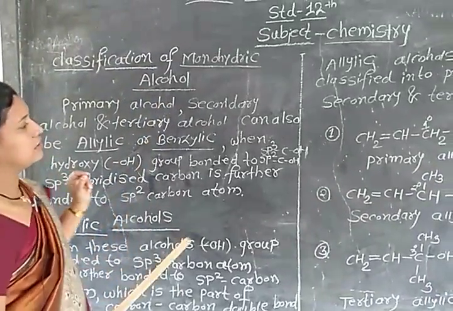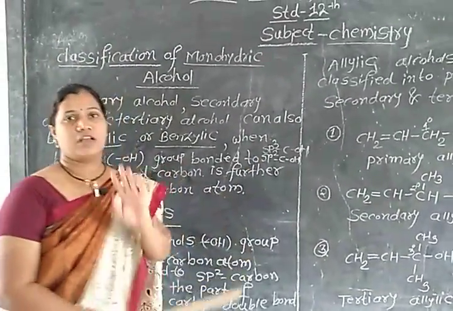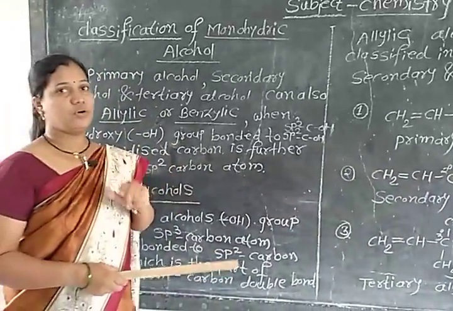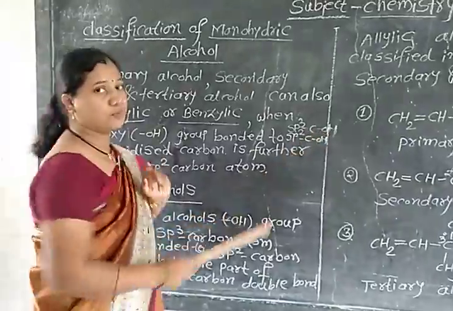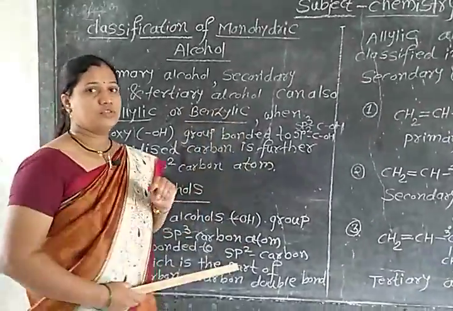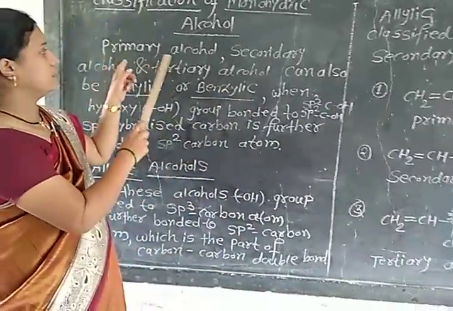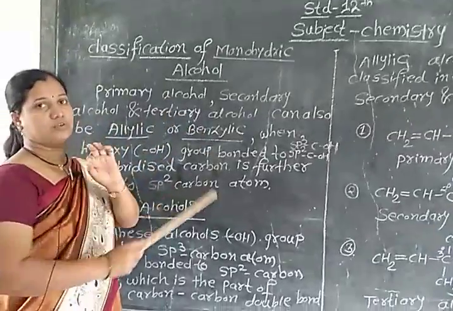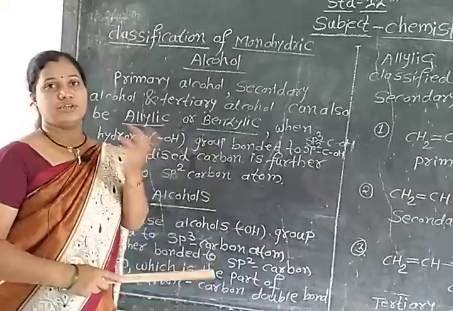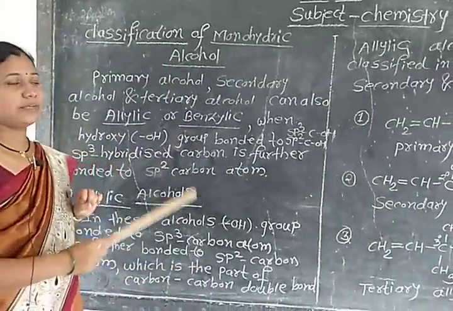We learn about the classification of alcohols. Among the first type, that is alcohols containing sp3 C-OH bond, these are again classified into three types: primary alcohol, secondary alcohol, and tertiary alcohol. In primary alcohol, the hydroxyl group is bonded to a primary carbon, and a primary carbon is the carbon which is bonded to only one other carbon atom. This is the primary carbon.